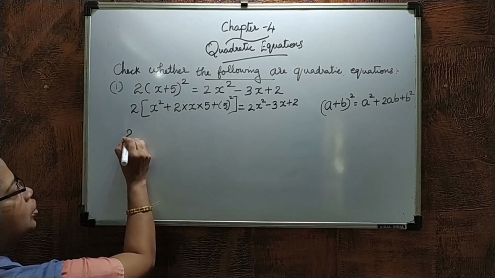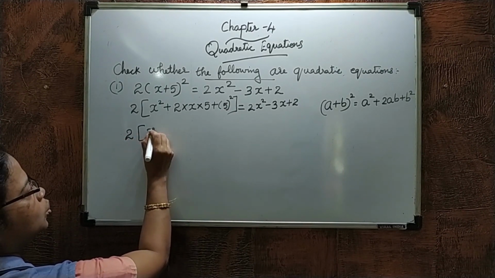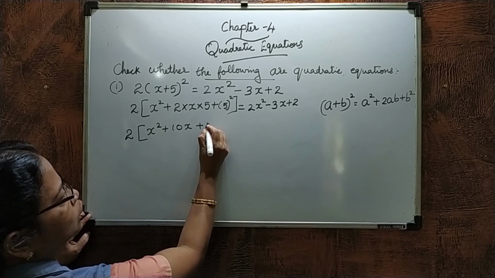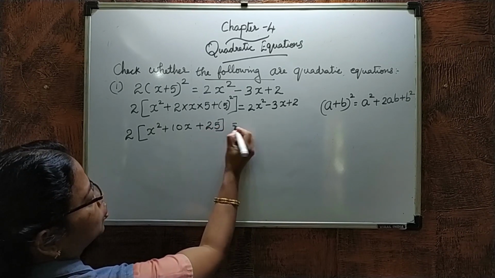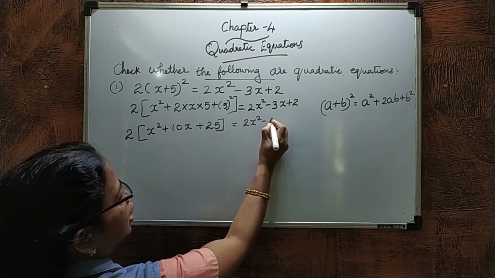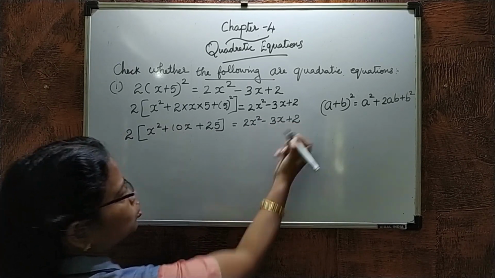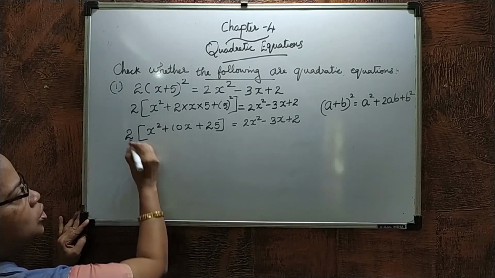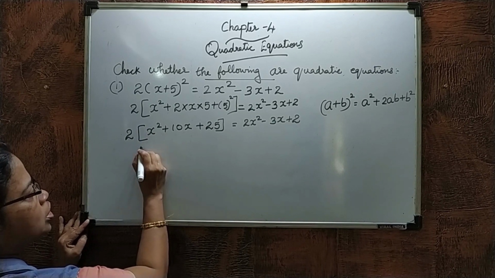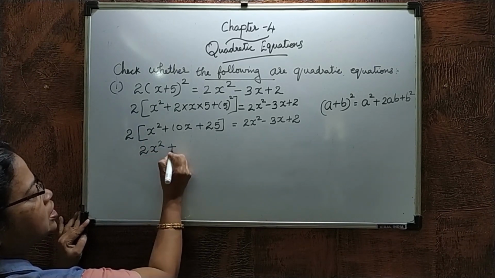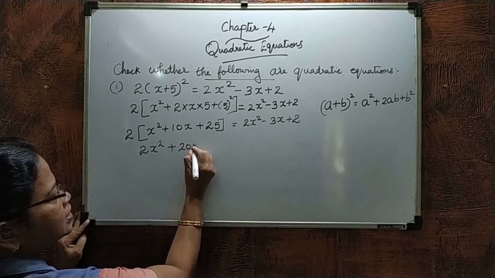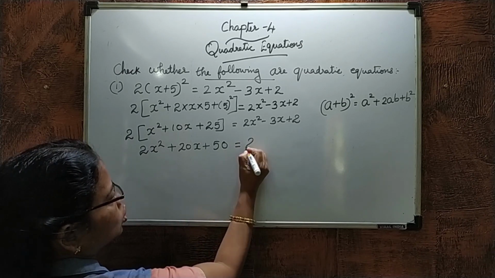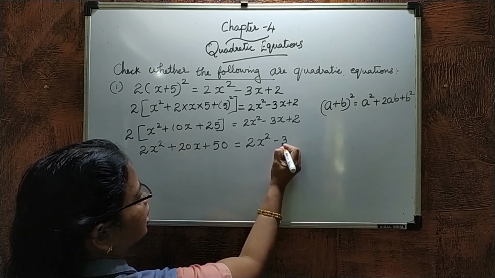Now again what you have to do? Yeah, we have to solve. 2 into x square plus 2 into 5, 10x plus 25 equals 2x square minus 3x plus 2. Clear? Again what we can do? You have to multiply this 2. So just multiply to each one. 2 into x square, 2x square plus 2 into 10, 20x plus 2 into 25, 50 equals 2x square minus 3x plus 2.